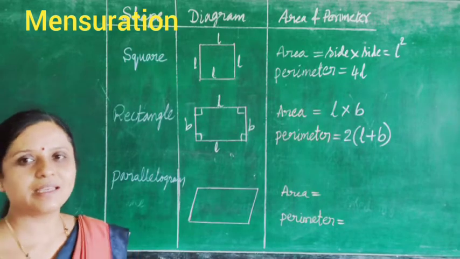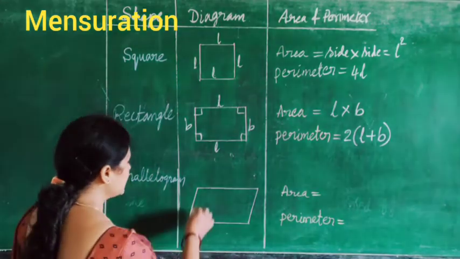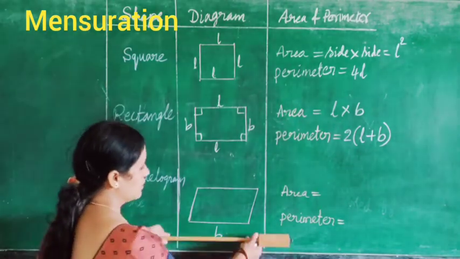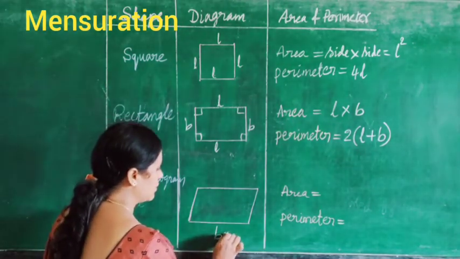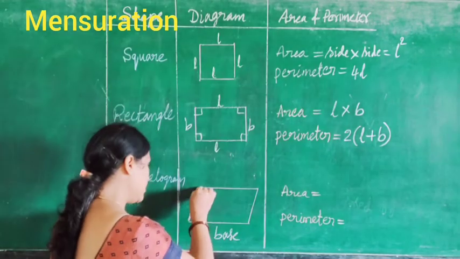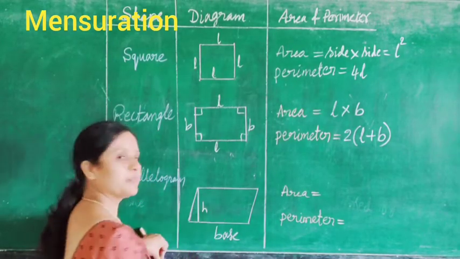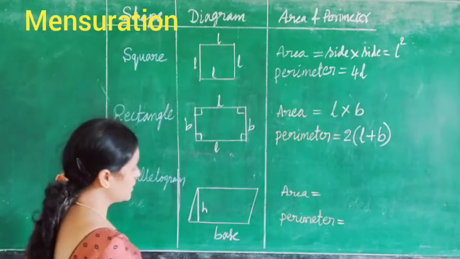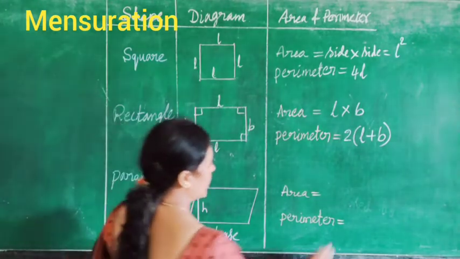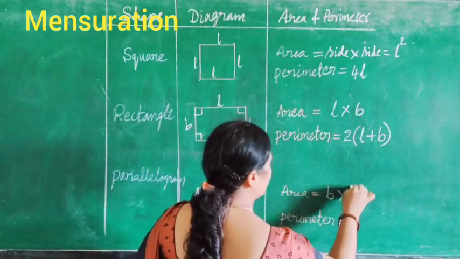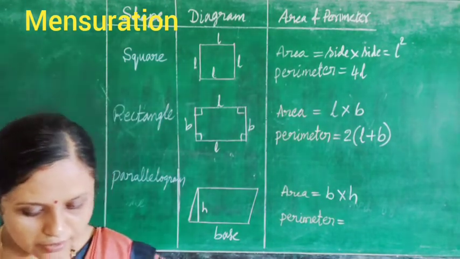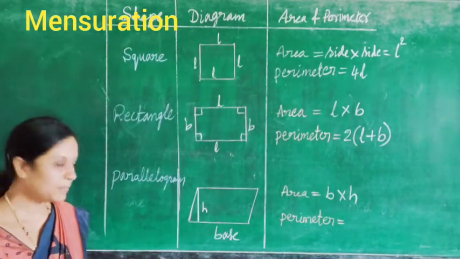So what is its area? Coming to this area, this is called the base. This one is the base length, and this one you consider as the height. So the area of this parallelogram is base into height. Base into height.